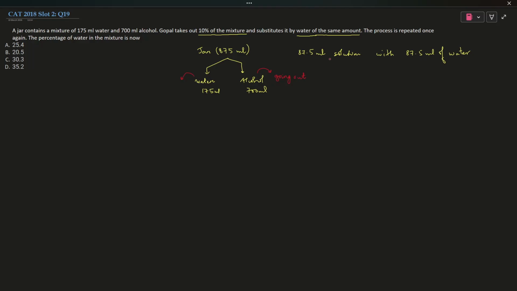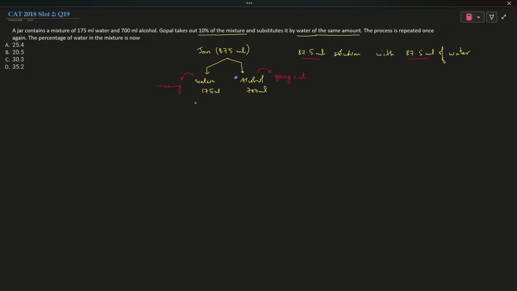Yes, water was also going out. When you are removing 87.5 ml of solution, that solution will have water, but the net impact is that water is coming in, because this is 87.5 ml of solution, but you are replacing it with 87.5 ml of water, so net will be incoming. So water is incoming, but alcohol is not incoming. So we will always focus on the quantity which is going out.